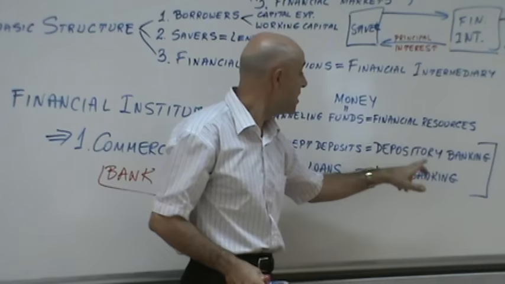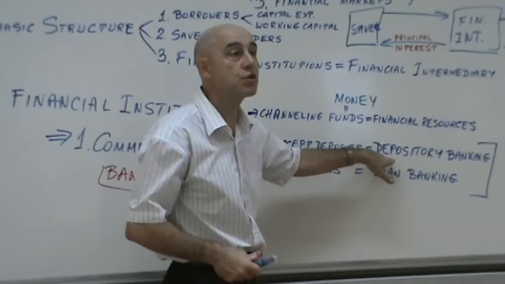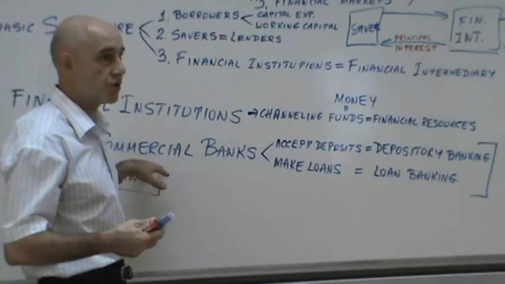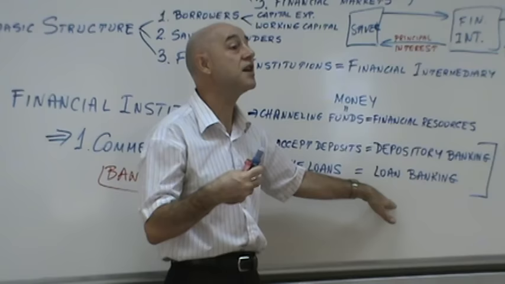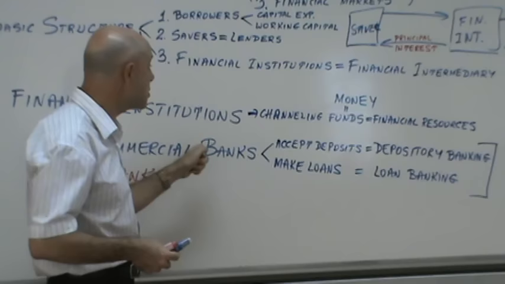You've got a lot of financial institutions that accept deposits and are not commercial banks. There are also a lot of different institutions that make loans and don't accept deposits, and they are not banks either. Each of these institutions has a special name. So a commercial bank is making both.